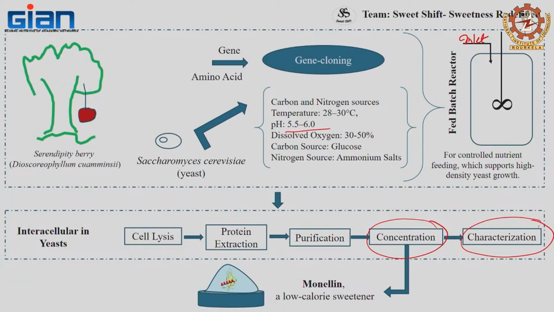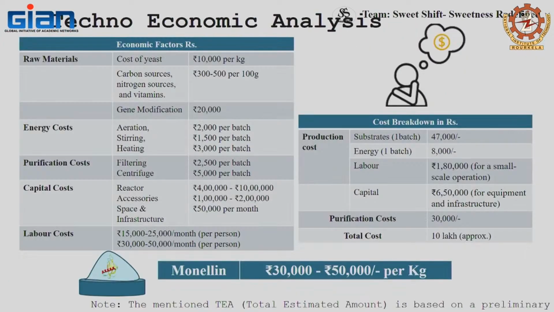So coming to the next slide, I went for the techno-economic analysis, a preliminary study on whether it can be feasible to make this product. I considered factors like raw materials, the cost of yeast, the carbon sources, and the gene modification. Suppose you give it to any company or someone, they will do the gene modification, and we need to know how much they will charge.